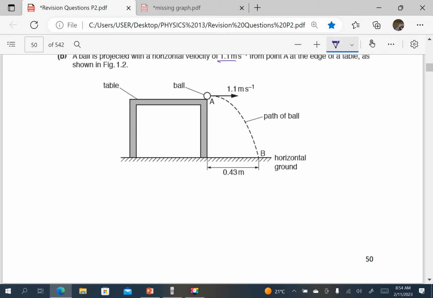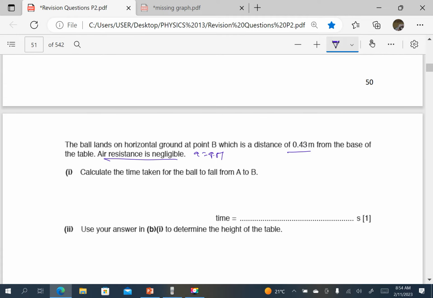So since we have velocity in the horizontal and we have displacement in the horizontal, we can consider horizontal motion, using s equals ut plus a half at squared. We consider s in the x, initial velocity in the x, acceleration in the x. Remember, acceleration in the horizontal is 0 because there is no resultant force in the horizontal. Therefore, this part will be 0. s in the x is given as 0.43. Initial velocity in the horizontal is 1.1, times the time t. So we now find t by dividing both sides: 0.43 divided by 1.1.